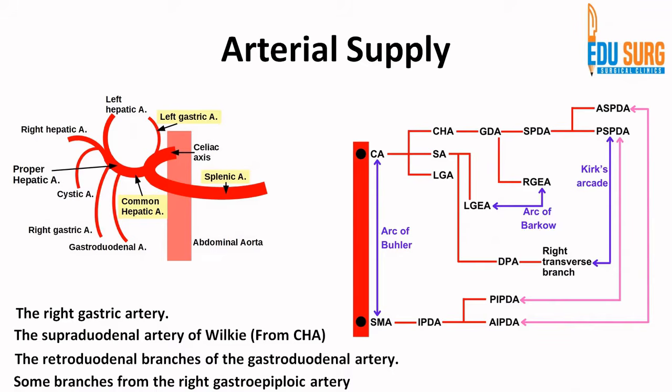Remember that if you injure one of the arcades in surgery, or if you ligate one of the arcades in surgery, retrograde flow from the other arcade will take care of the duodenum. But if you block both of them, you have a problem and you may have to excise the duodenum completely. So the right gastric artery, which is a branch of the proper hepatic artery, the supraduodenal artery of Wilkie from the common hepatic artery, then the retroduodenal branches of the gastroduodenal artery and some branches from the right gastroepiploic artery. The main supply is from the arcades that also supply the pancreas.